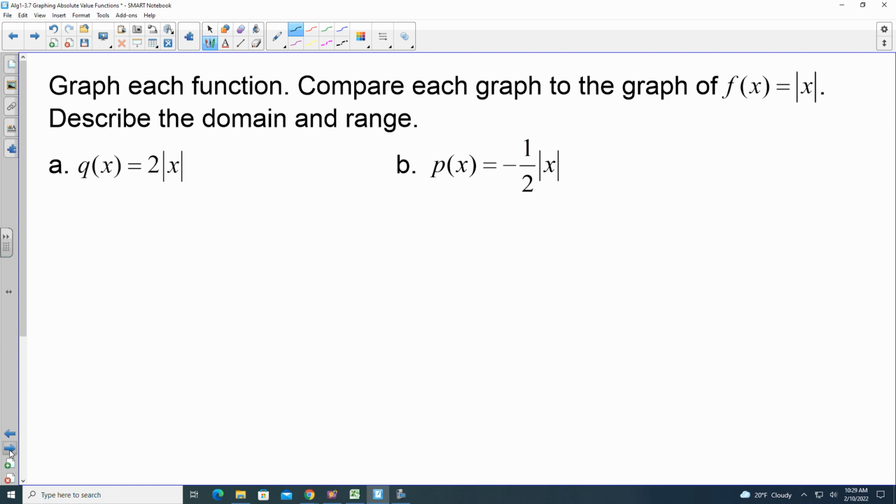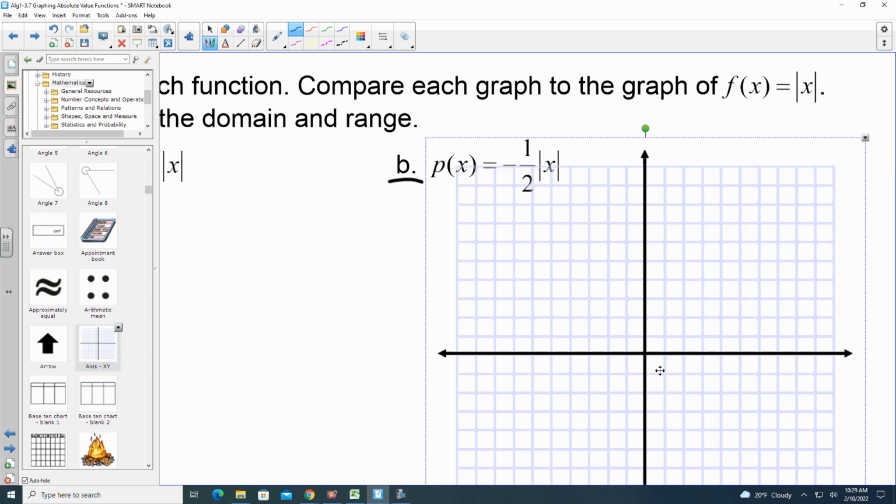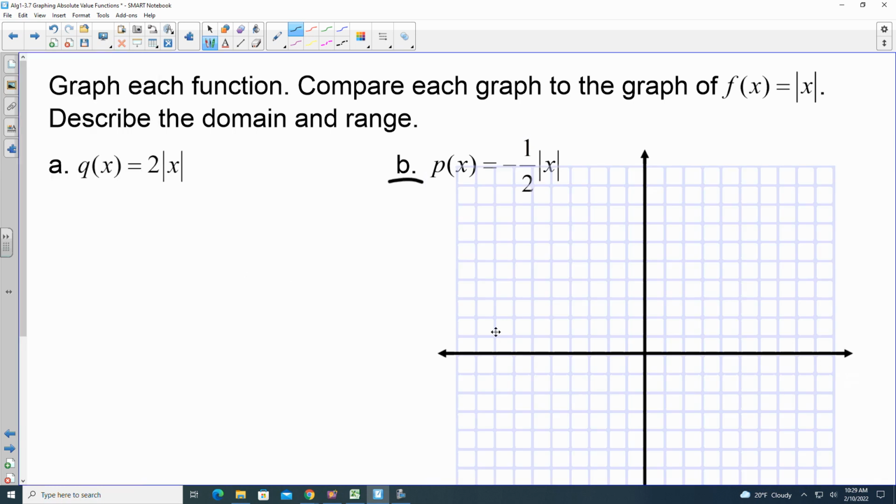So up to this point, we have looked at a series of absolute value functions where we made a right side up V-shaped graph. But let's take a look at example B, for instance. Example B is going to be an indicator that we are going to have a graph that is not going to be a right side up V shape, but it's going to be an upside down V shape.